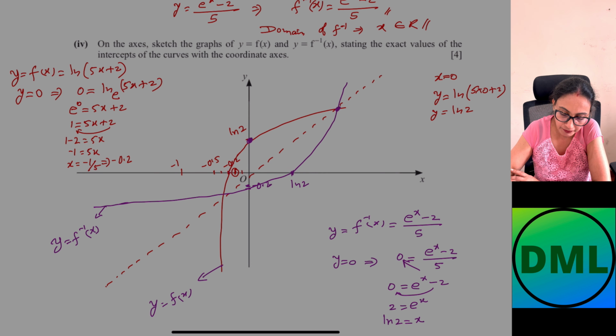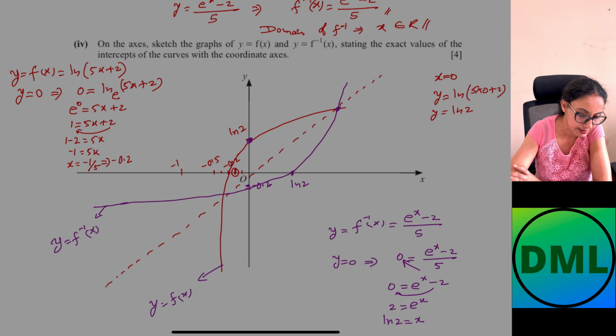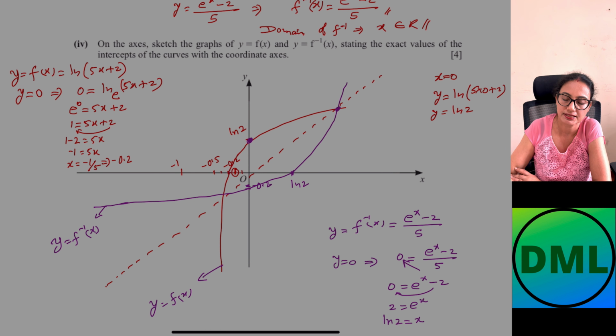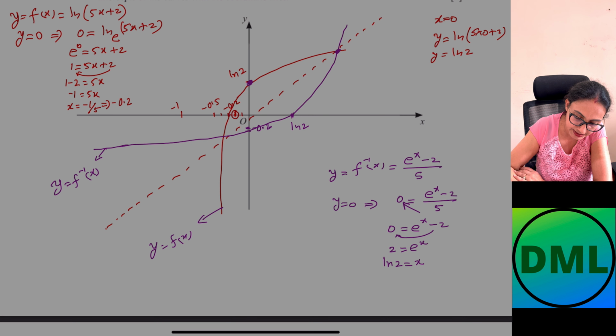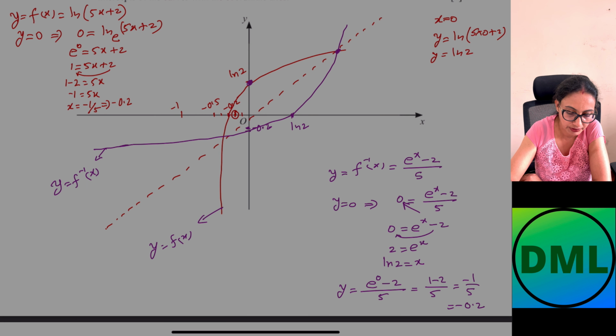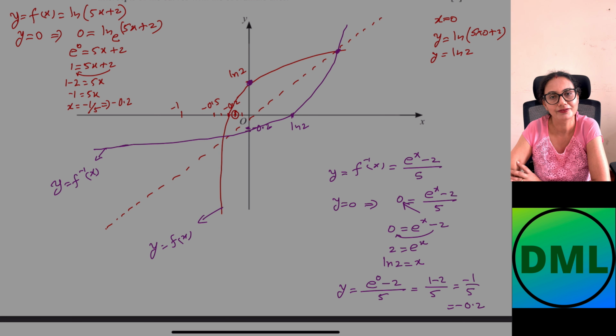If you want to find the answer on the y-axis, x is equal to 0. Let's substitute x is equal to 0 here. So y will be given by (e to the power 0 minus 2) over 5. This will be written as (1 minus 2) over 5. This will be equal to minus 1 over 5, which is equal to minus 0.2. You got the same answer as this one. So this is how you can plot your given function and the inverse function.